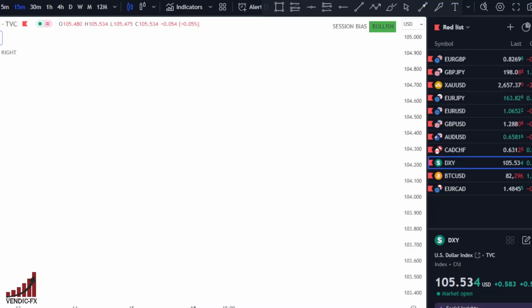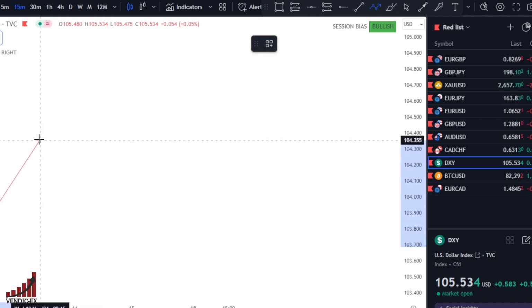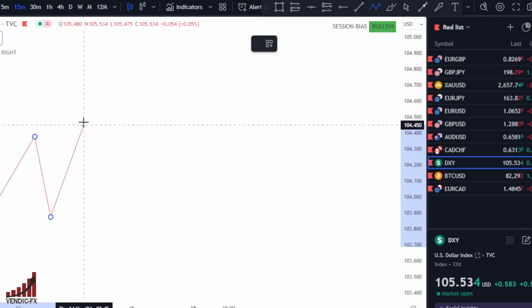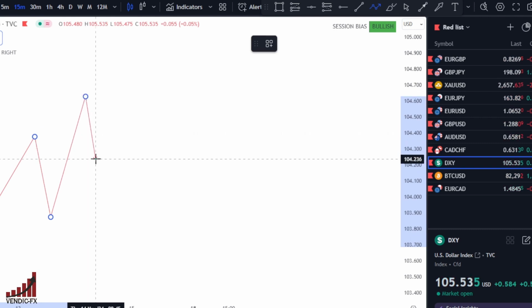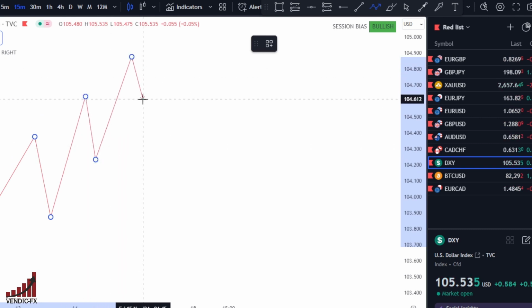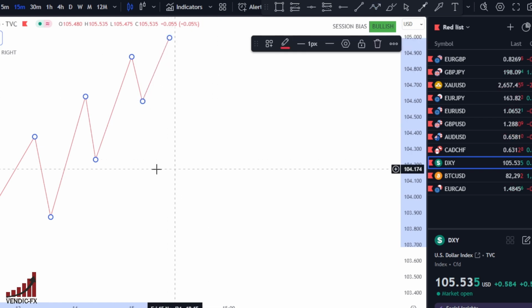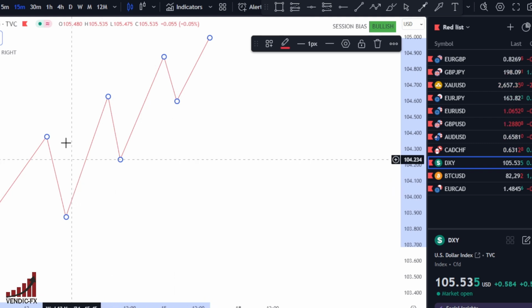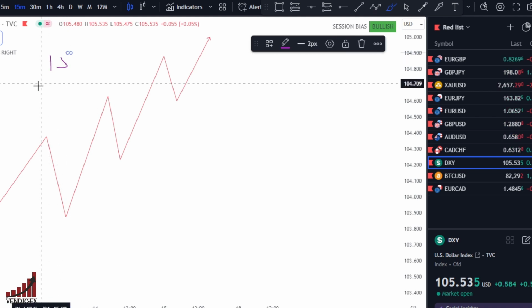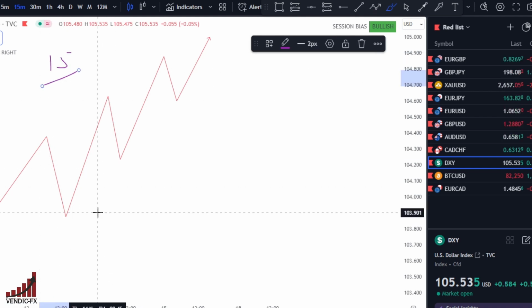So without further ado, let's get to the chart. This is how the concept is. Let's take for example, you have a trending market where you have something like this, a normal market structure that we know. Let's take this as a 15 minutes time frame.